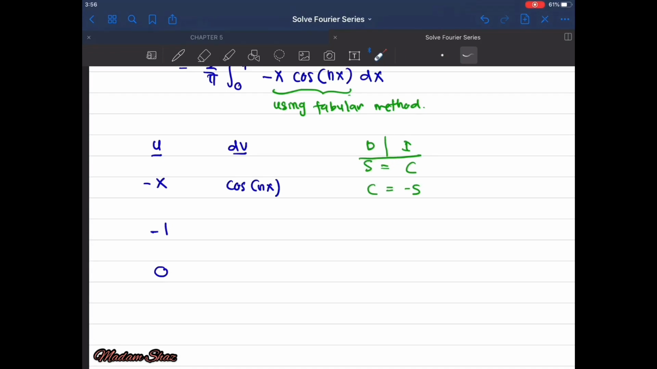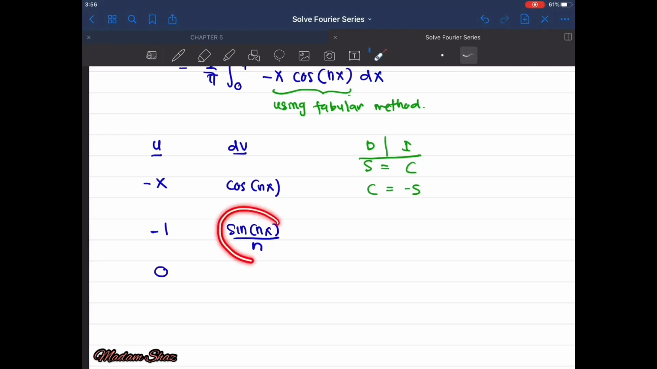So we want to integrate. We will move from the column I to the column D. So integrate cos will become positive sign, so this one will become sin nx. And then we have to differentiate the argument and write at the bottom side. So differentiate nx with respect to x will become n. Divide by n.